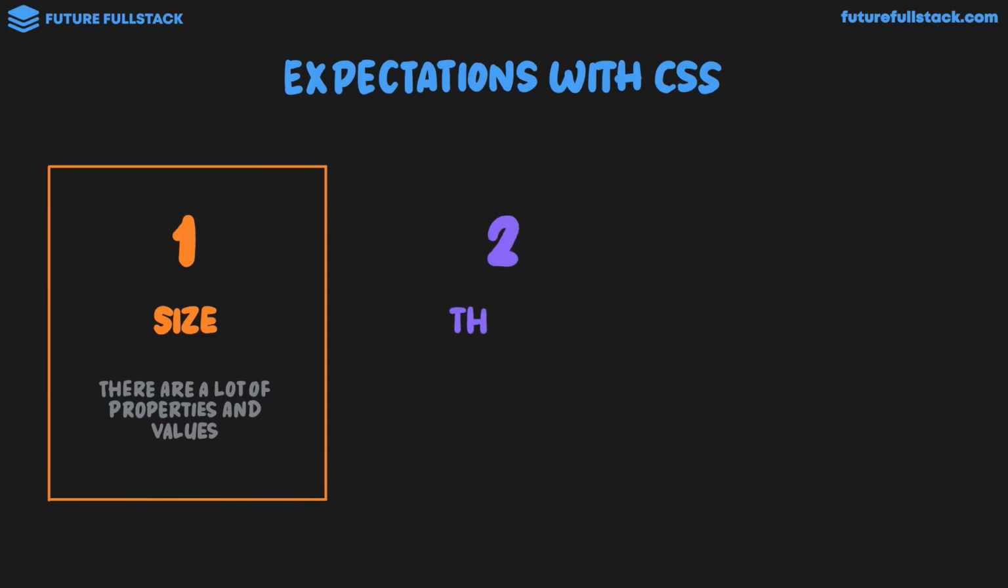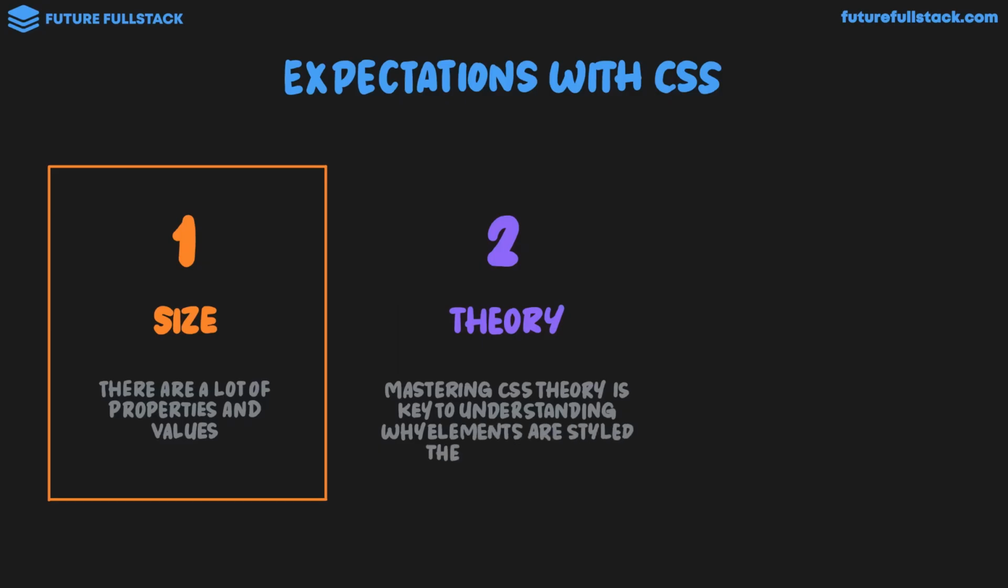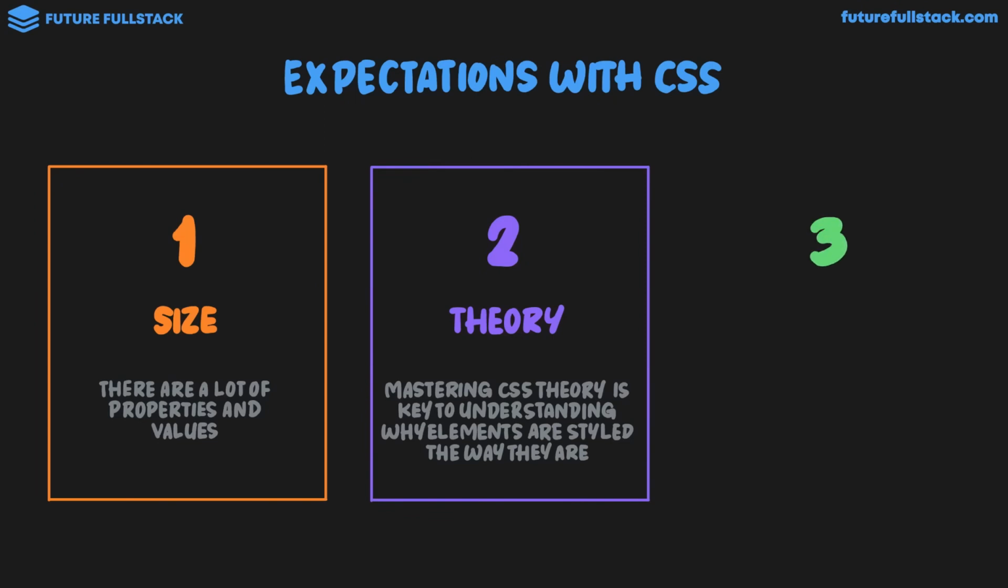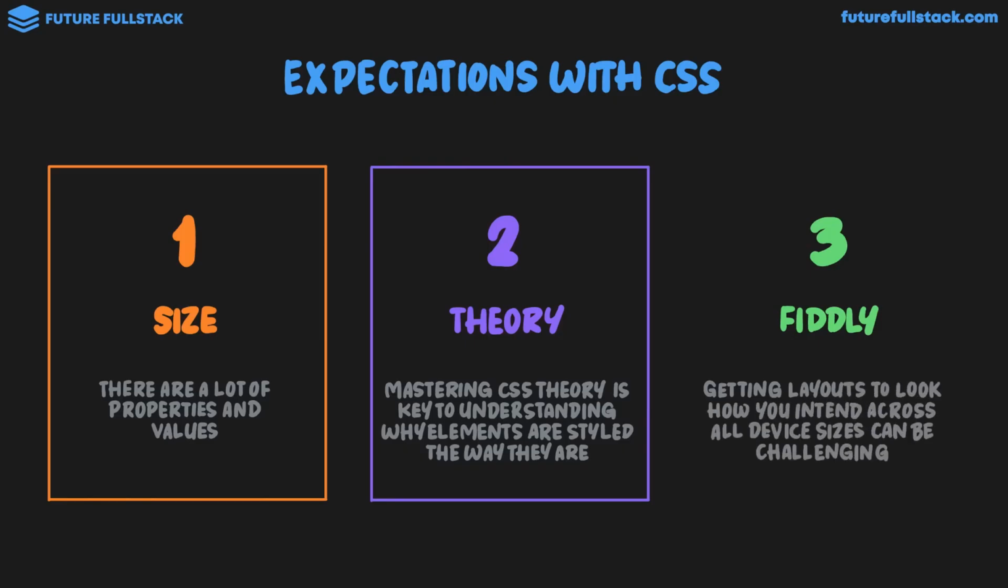The second aspect is theory. Mastering CSS theory is key to understanding why elements are styled the way they are. Compared to HTML, CSS requires you to have a deeper theoretical understanding of how things work. The third expectation is that CSS can be fiddly. I say that because getting layouts to look how you intend across all devices can be challenging. Although it may not seem so, it's actually fairly challenging to get a layout to look exactly how you want it to. Beyond just the complexity of how the rules work, you also have to have your CSS cope across different devices, which can be a bit of a pain.